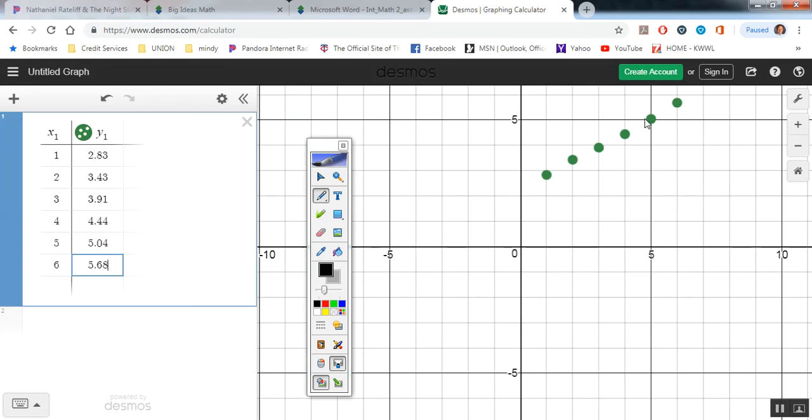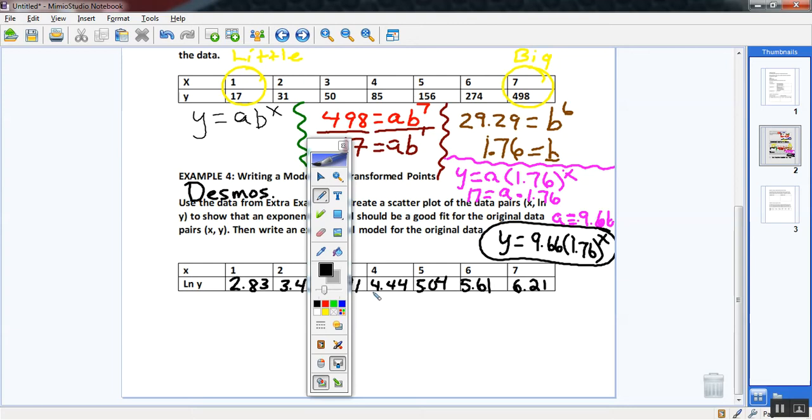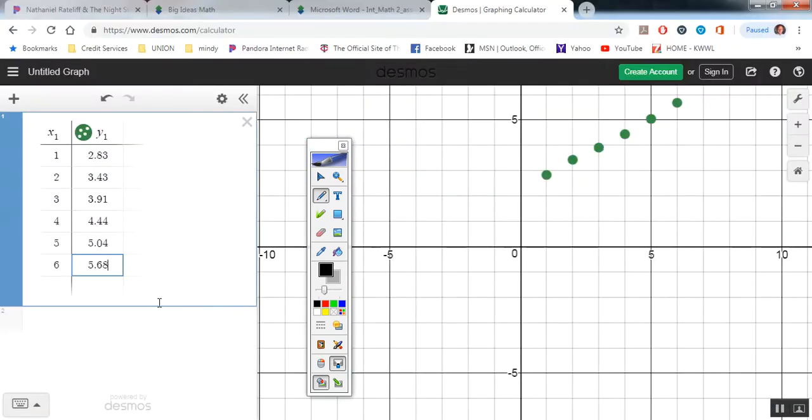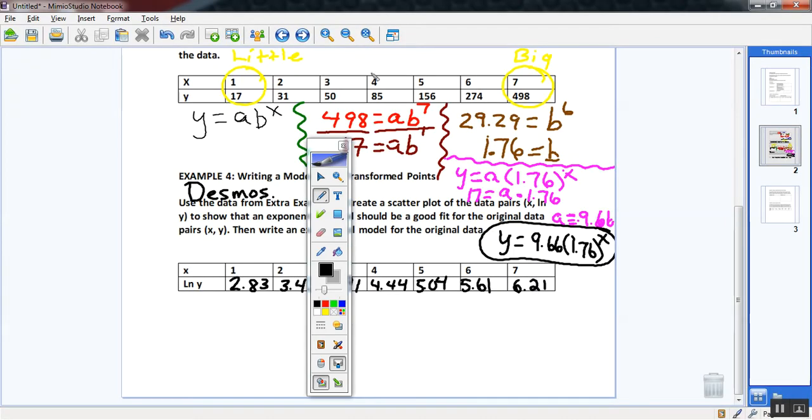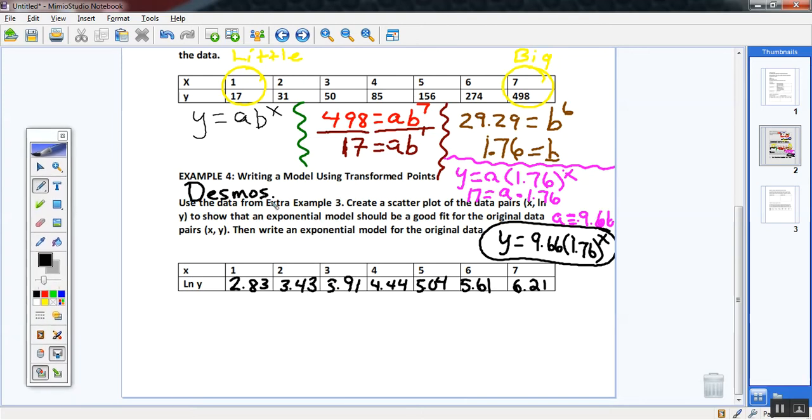Got a scatter plot. Almost looks linear in nature, doesn't it? What's the next one? 6.21. All right, no problem. Looks kind of linear, doesn't it? But it says to write what kind of a model for this, kids?